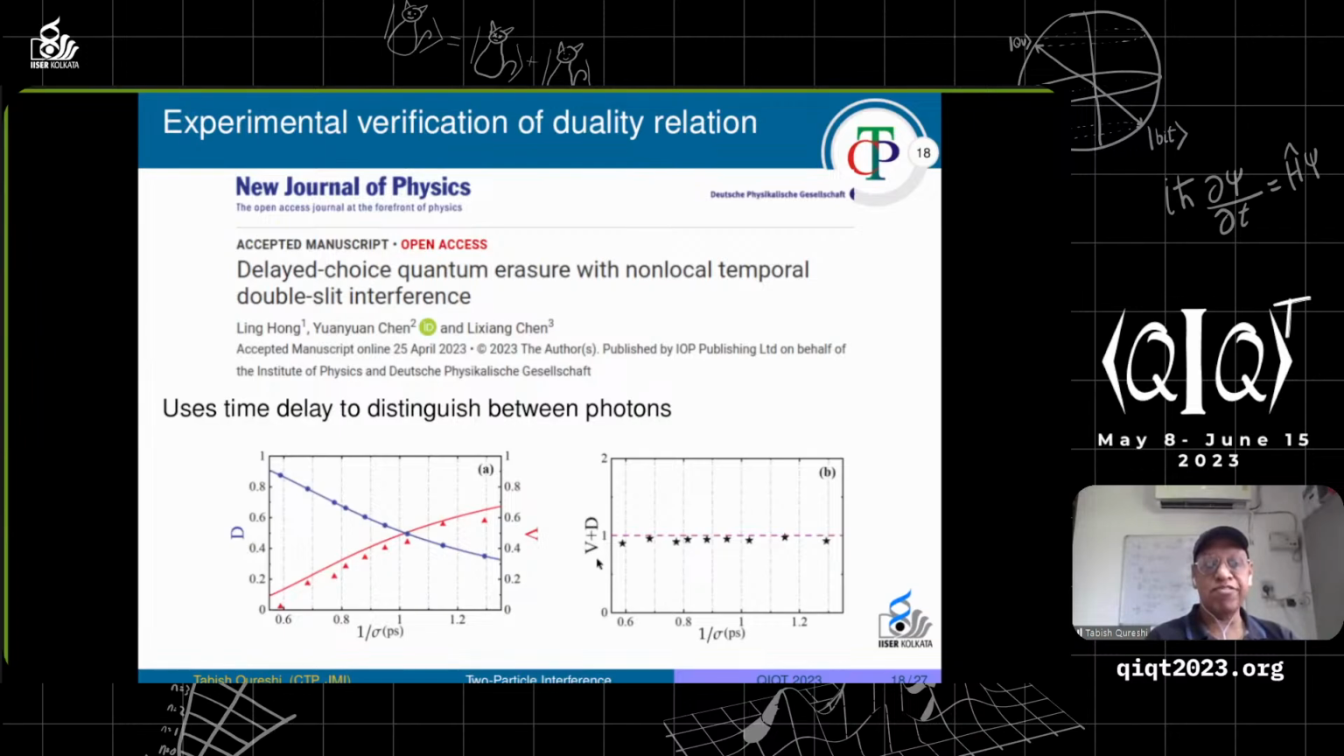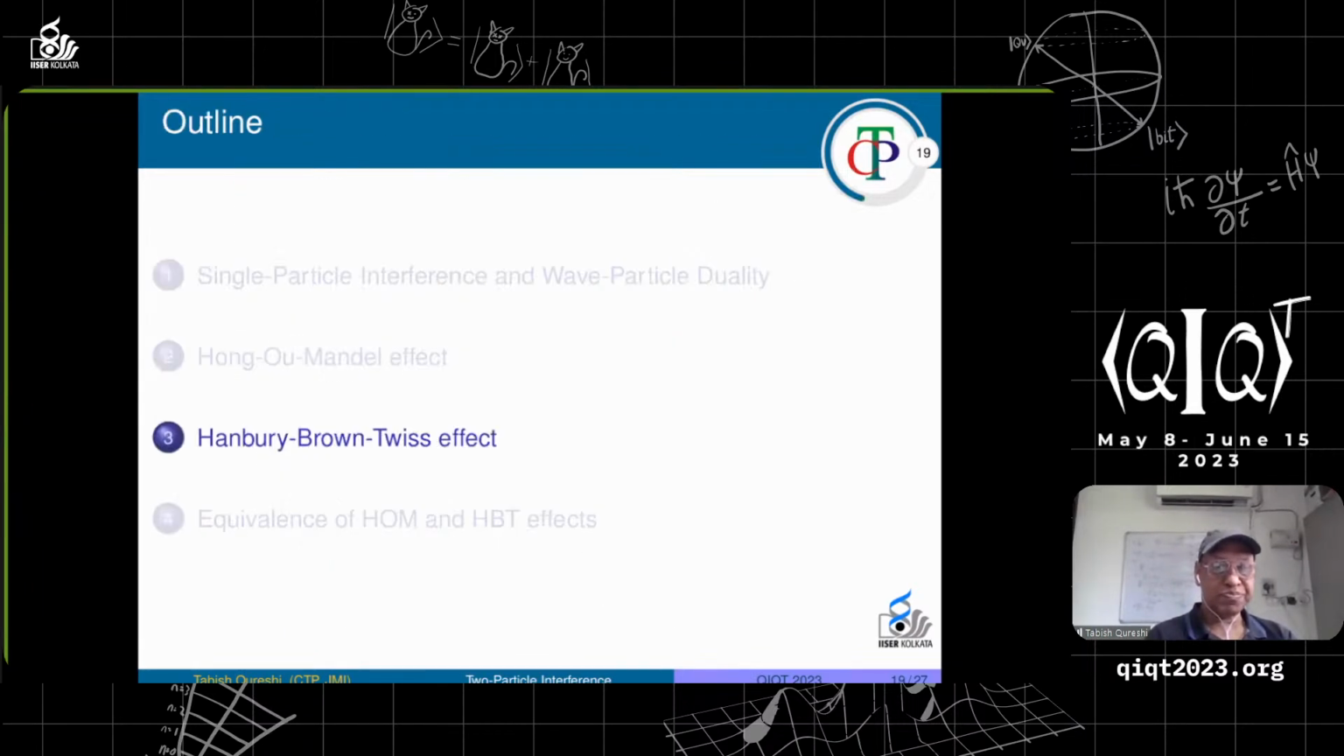Here they have plotted V plus D. In the ideal case, V plus D should be equal to 1. You can see that these are their experimental points and this is the theoretical line. So they are very close to 1. That means this two particle duality relation has also been experimentally established for this Hong-Ou-Mandel experiment.